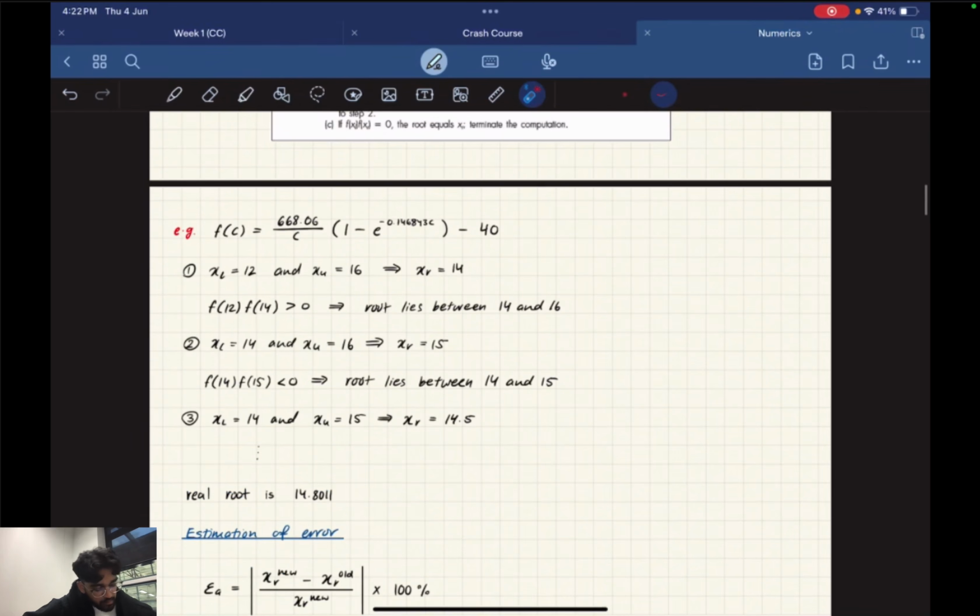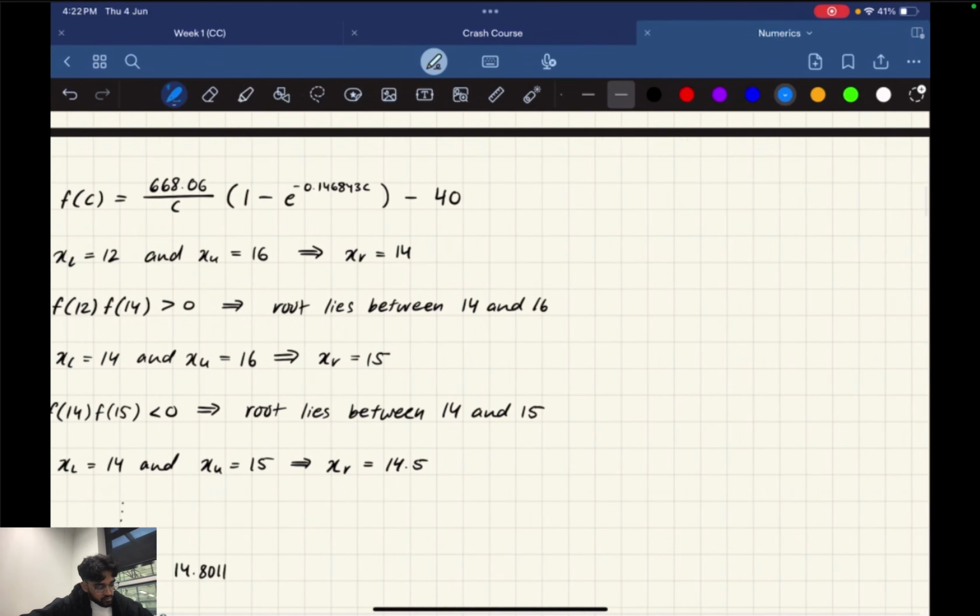The unique thing about the bisection method is that once you take a root, let's say you take x equals 14 and 16, in the bisection method we're gonna take the middle point as our root, right? And then we're gonna test that root out, and after that, we're going to decide whether it lies between our new root and our lower root, essentially.